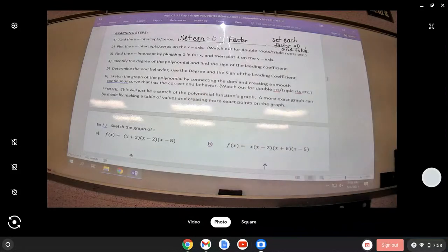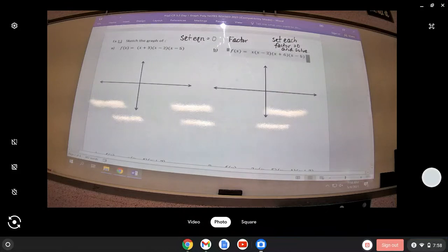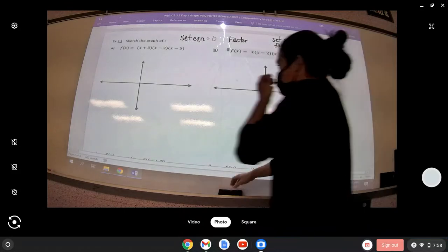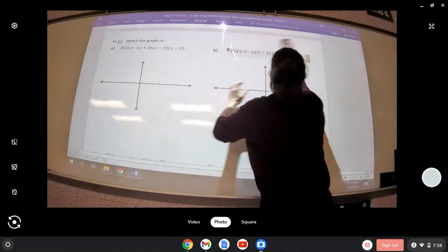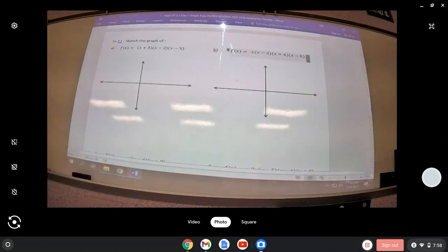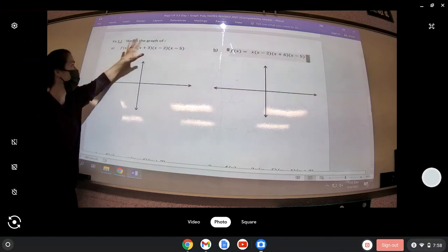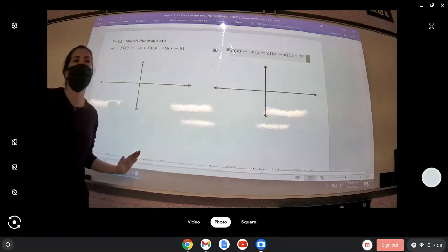All right, here we go. Let's look at example 1A. Okay, so the first thing you want to do is they've asked you to sketch the graph of all of these polynomial functions.